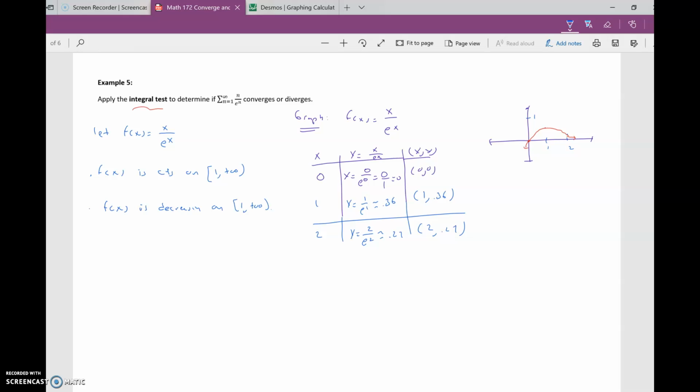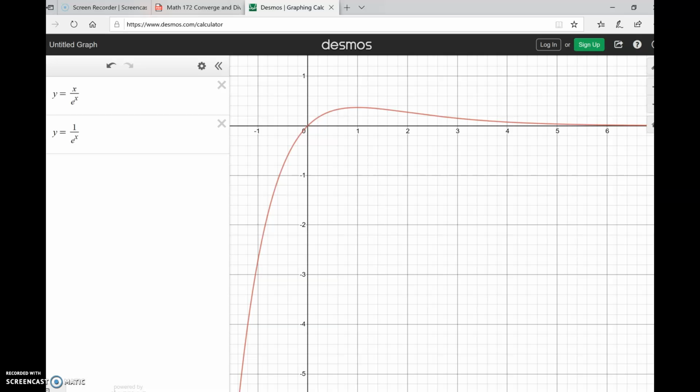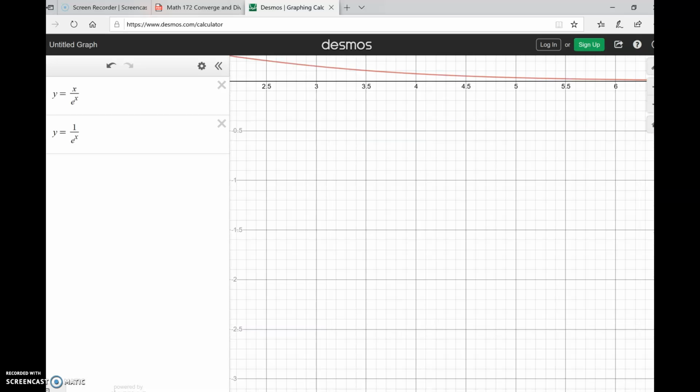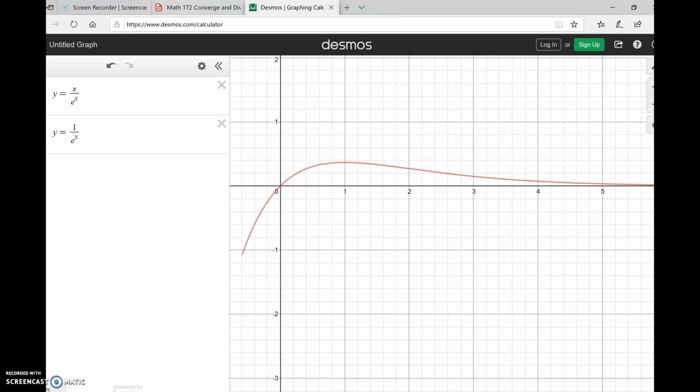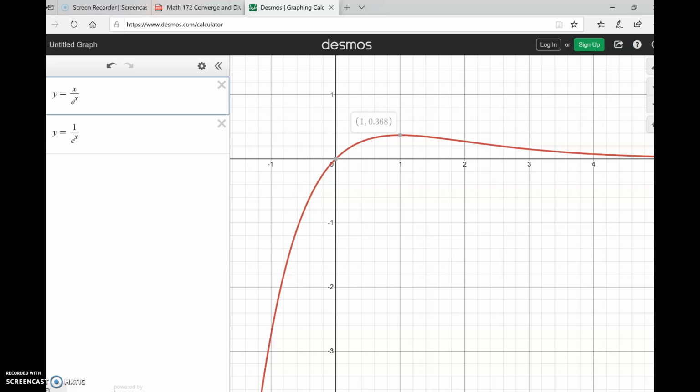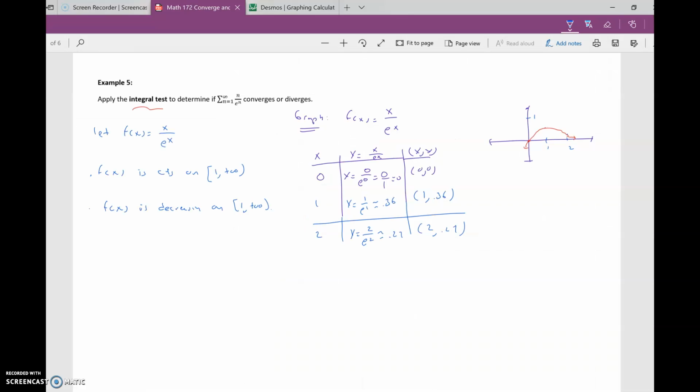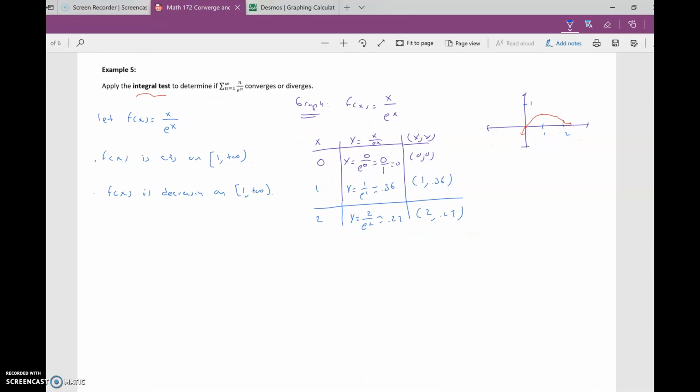And just so that we get a perspective, this is what it looks like. This is your x over e to the x. You can actually see that it is defined at technically 0, and then from there it basically decreases towards infinity. So we can apply the integral test. If those two conditions are not satisfied, then we cannot actually apply it.